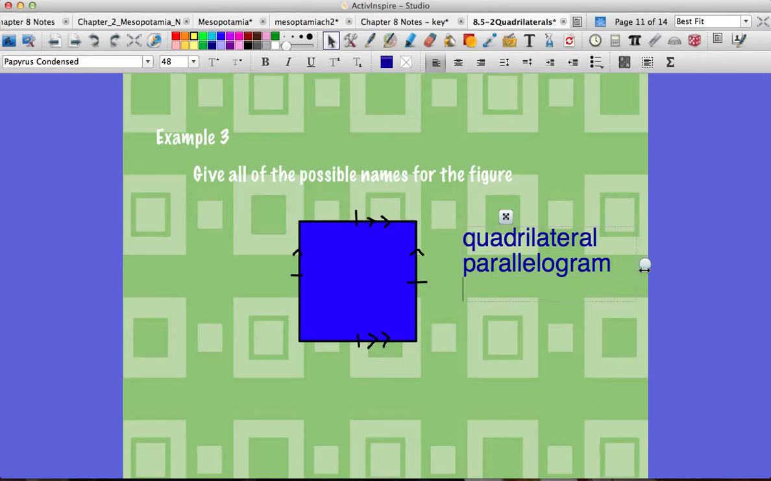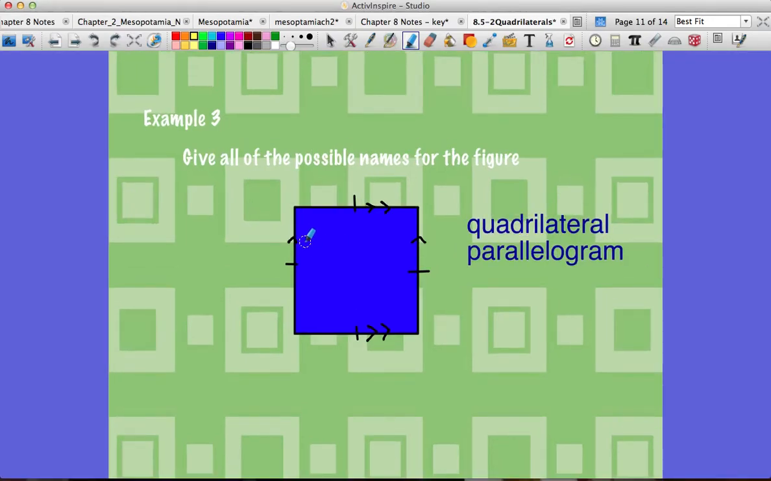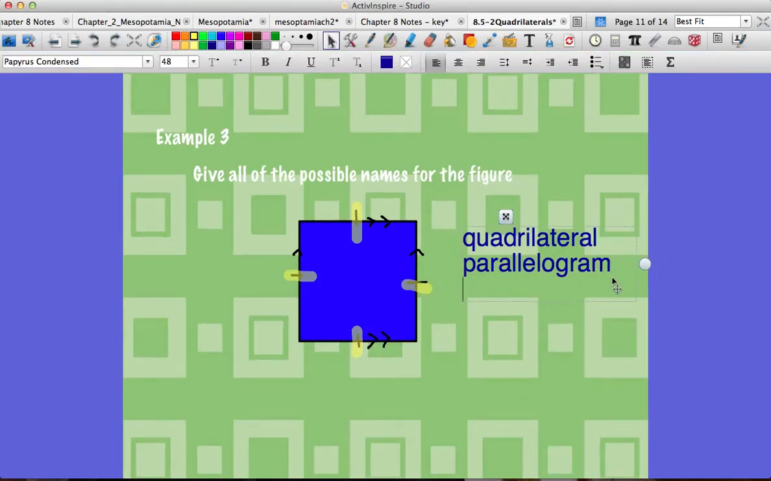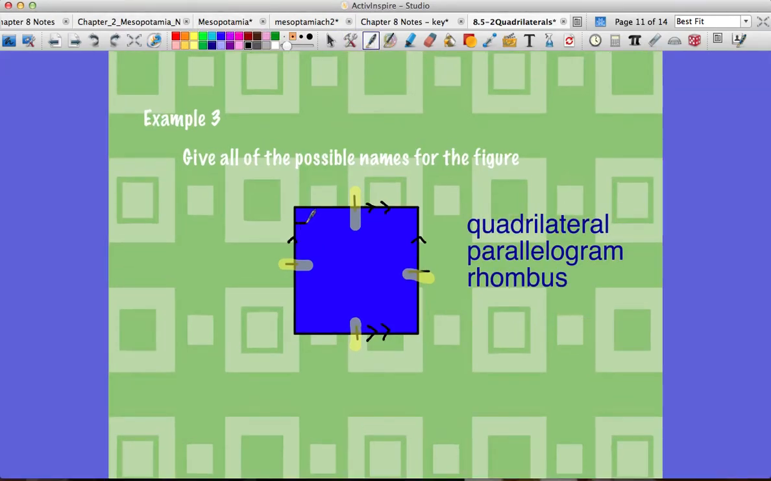The next shape we can look at is a rhombus. A rhombus has to have four congruent sides. Does it have four congruent sides? Yes, it does. So since it's a parallelogram with four congruent sides, it's also considered a rhombus. Does it have four 90-degree angles? Because it does, this is also considered a rectangle because it is a parallelogram with four 90-degree angles.